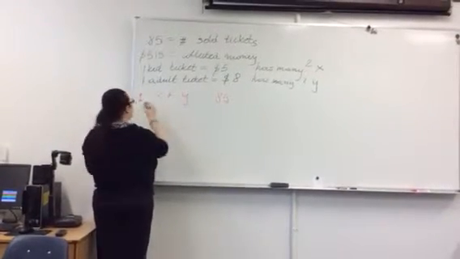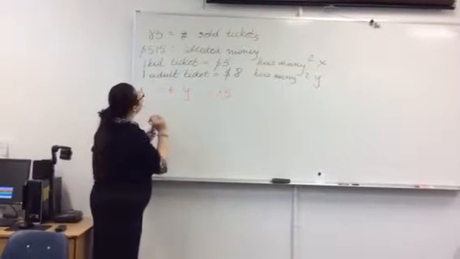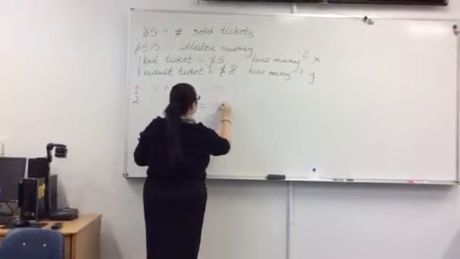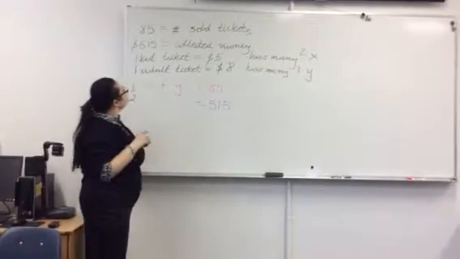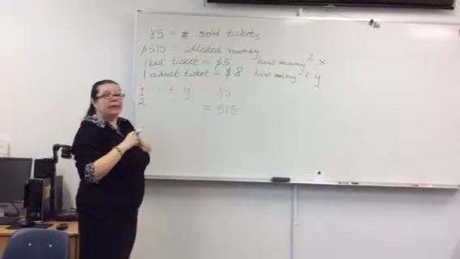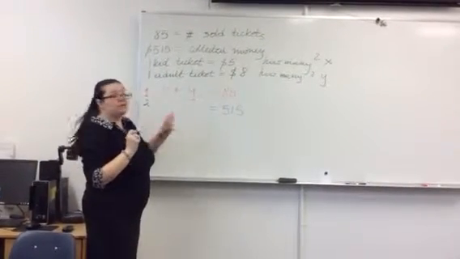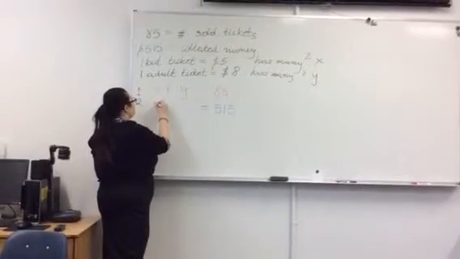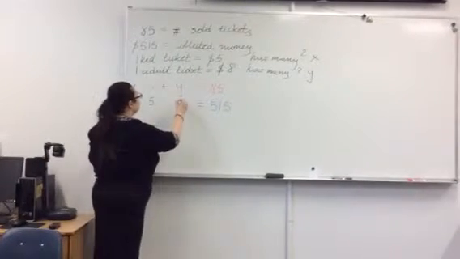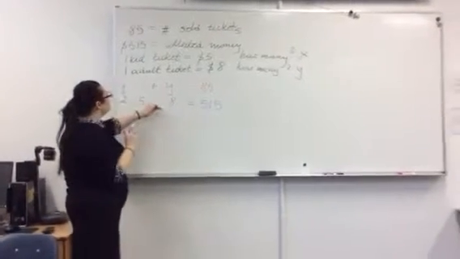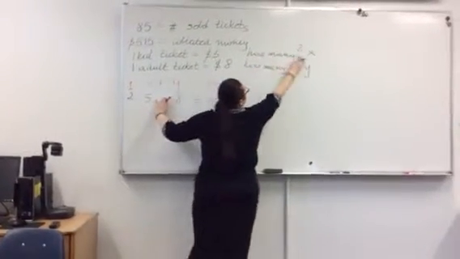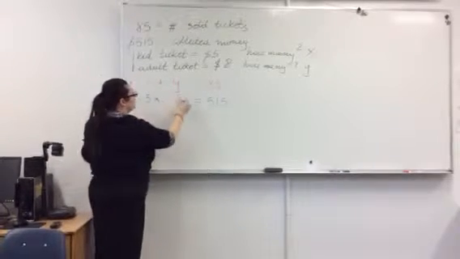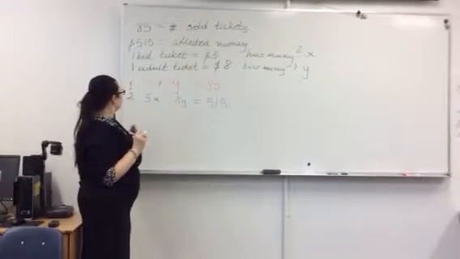Let's create the second equation that will have to do with the money. So we know that the money that was collected after selling the 85 tickets was $515. We know that each kid ticket costs $5 and each adult ticket costs $8. But we don't know how many kid tickets and how many adult tickets.